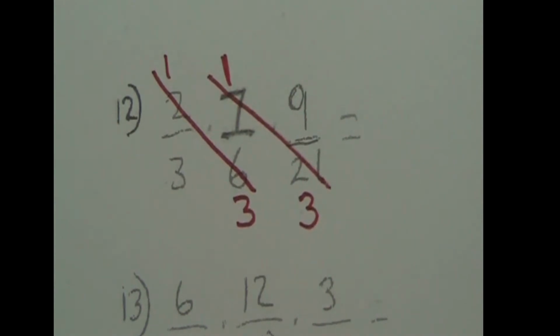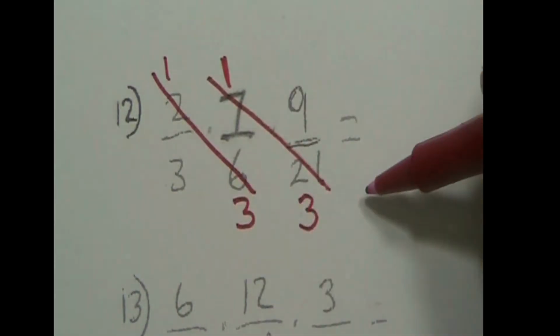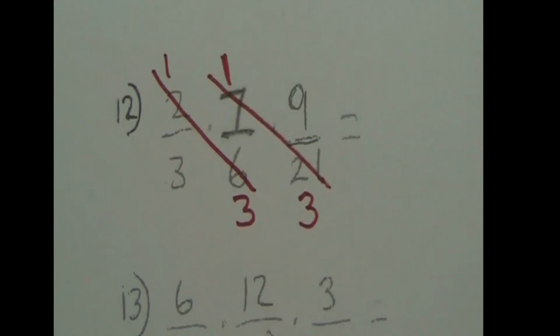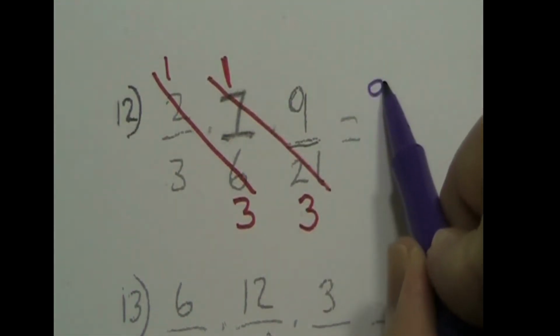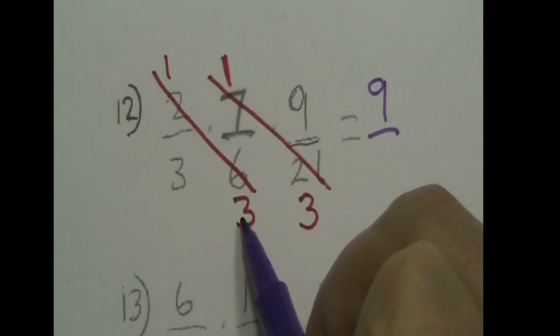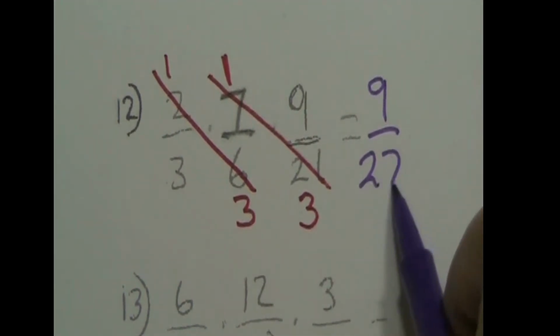Now you could stop here and go straight across if you would like to. I'm going to reduce one more time. You could actually do it a couple of times. But all right, I won't. Let's see, 1 times 1 times 9 is 9. 3 times 3 is 9. And 9 times 3 is 27.